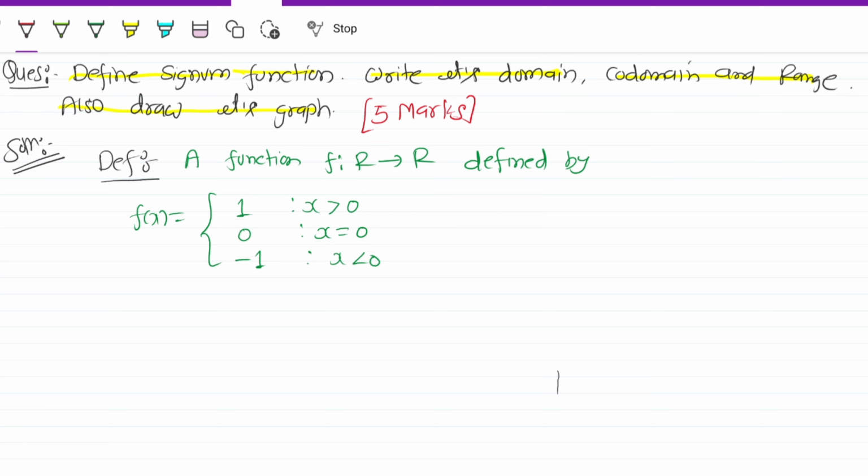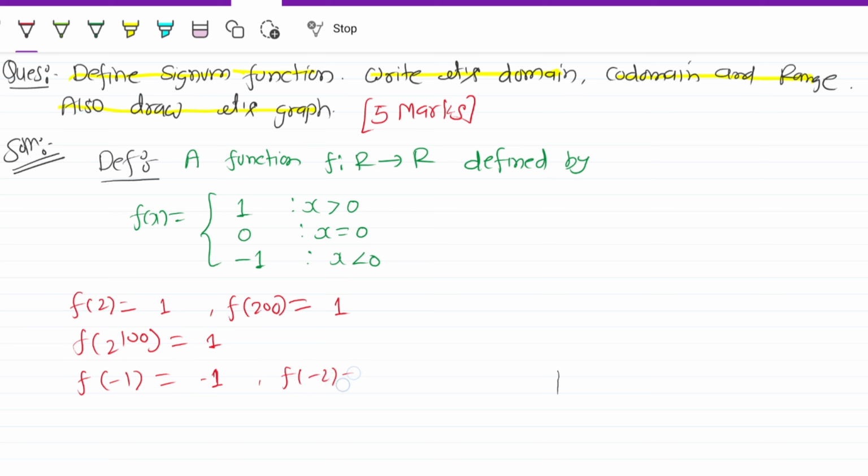For example, if I calculate some values: what is f of 2? Because 2 is positive, greater than 0, f of 2 is 1. What is f of 200? 200 is also greater than 0, so its value is also 1. f of 2 power 100: 2 power 100 is positive, again 1. What is f of minus 1? It will be minus 1, because minus 1 is negative. f of minus 2 is also minus 1. And f of 0 will be 0.